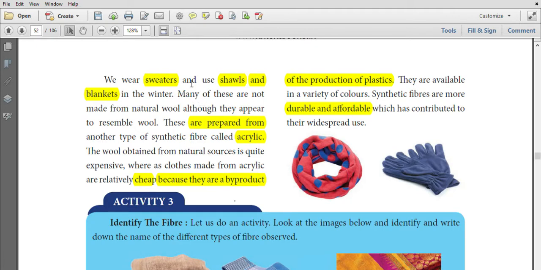Sweaters, shawls and blankets are prepared from acrylic polymers. Acrylic polymers are cheap because they are a byproduct of plastics. The acrylic plastics are durable and affordable.